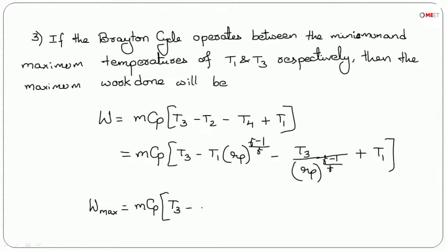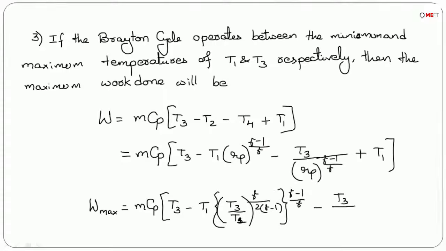Now here, in order to get maximum work done, we need to substitute the optimum pressure ratio in place of Rp, so that it becomes T3 minus T1 into Rp value. We need to take Rp optimum, so that we can write this as T3 by T1 whole to the power gamma by 2 into gamma minus 1 whole power gamma minus 1 by gamma minus T3 divided by T3 by T1 whole to the power gamma by 2 into gamma minus 1 whole power gamma minus 1 by gamma plus T1. So these will get cancelled.